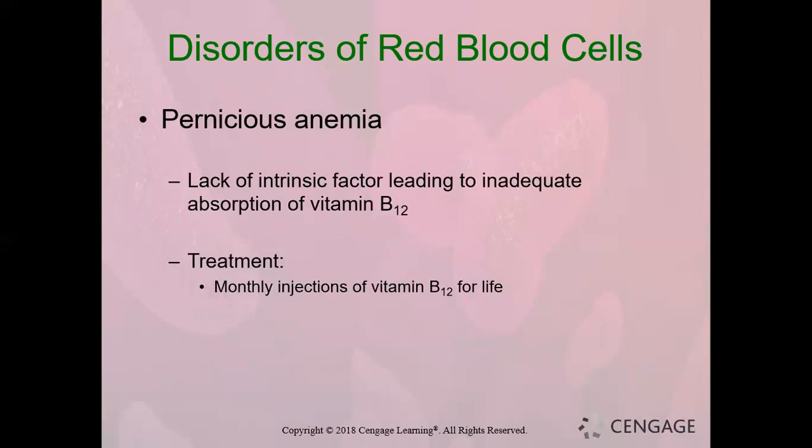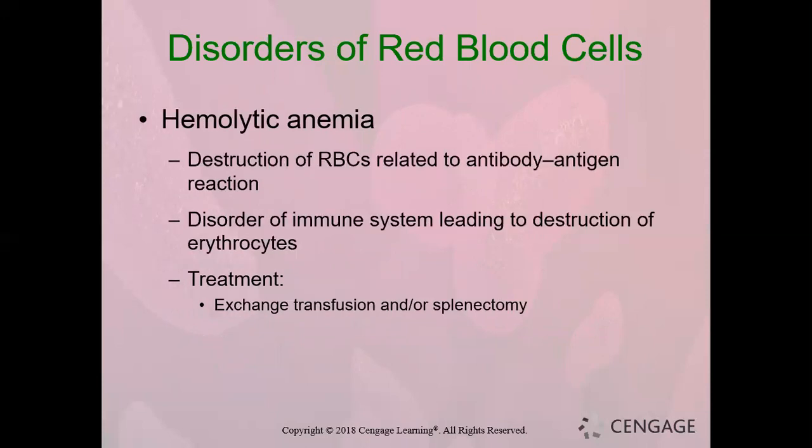Pernicious anemia is the lack of B12, basically. They're not absorbing it the way that they should, and so they're going to get injections for the rest of their life. Hemolytic anemia is just the destruction of red blood cells, and this is very, very serious, and they're going to get their spleen taken out. This is a very serious form of anemia.